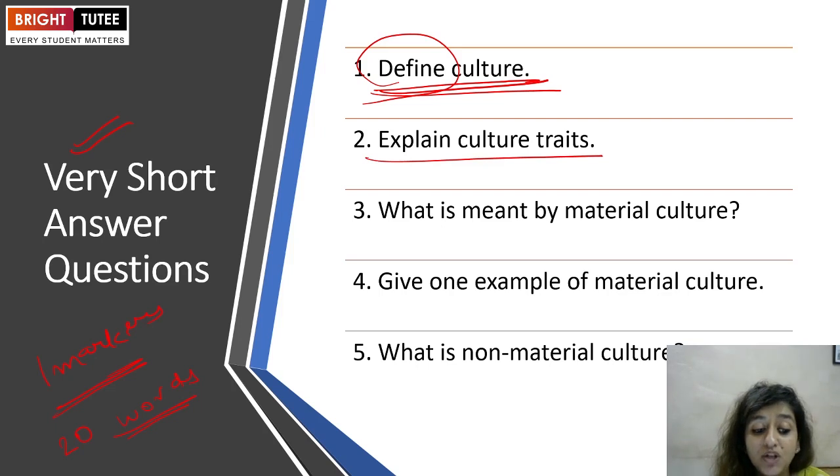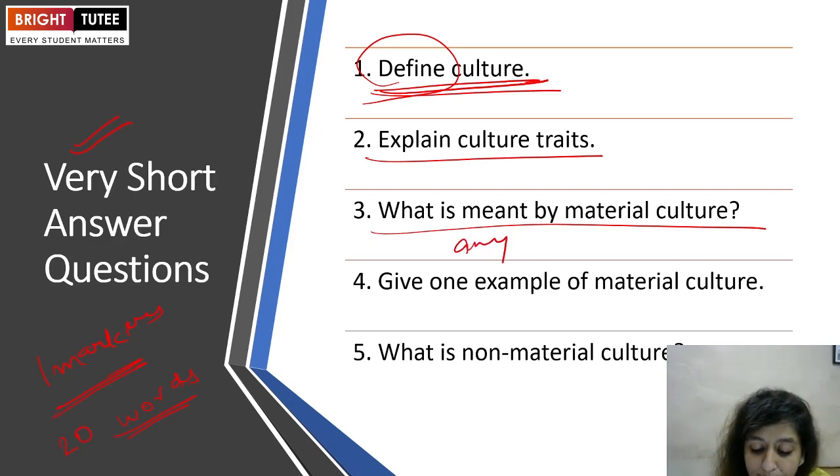Second thing, talking about the cultural traits. We again talked about cultural traits being the simplest identifiable unit of the culture. Third, what is meant by material culture? We have given you a lot of understanding of material culture: something which is present in the form of physical objects, something which is man-made, you can touch, you can feel, you can measure the quality of it. Any two of these characteristics would be good enough to justify this answer.